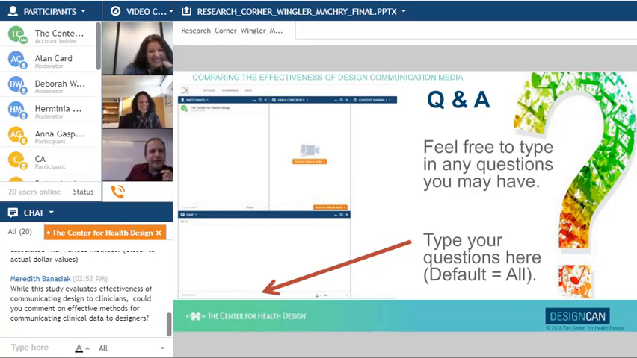Meredith asks, will this study evaluate effectiveness of communication design to clinicians? Could you comment on effective methods for communicating clinical data to designers? That's a good question. That's really good. That is beyond the scope of this study, the way we're phrasing it. But yes.